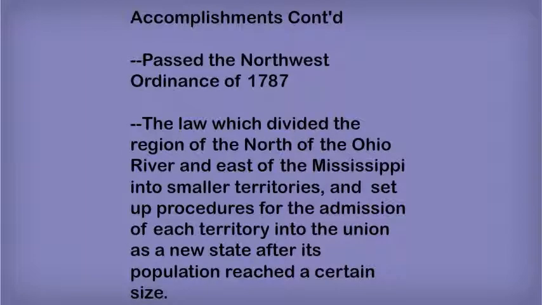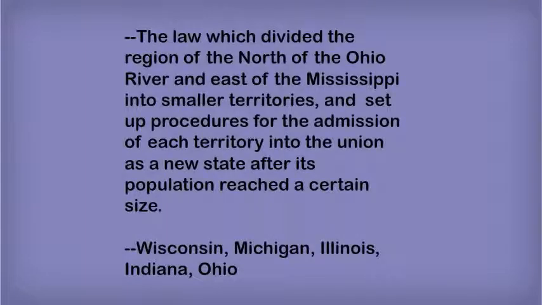We are one nation. One of the biggest accomplishments, of course, was what they called the Northwest Ordinance of 1787. The law which divided the region north of the Ohio River and east of the Mississippi into smaller territories and set up procedures for the admission of each territory into the Union as a new state after its population reached a certain size. We're looking at the Wisconsin, Illinois, Indiana, Michigan, and Ohio area.